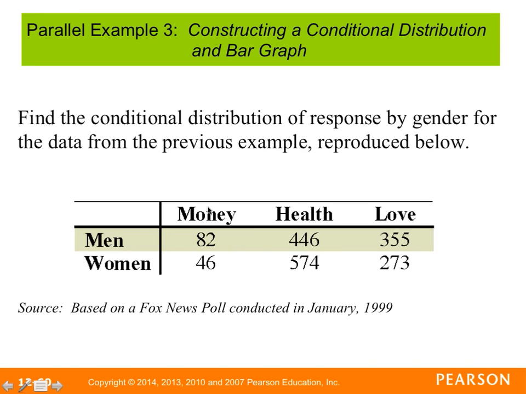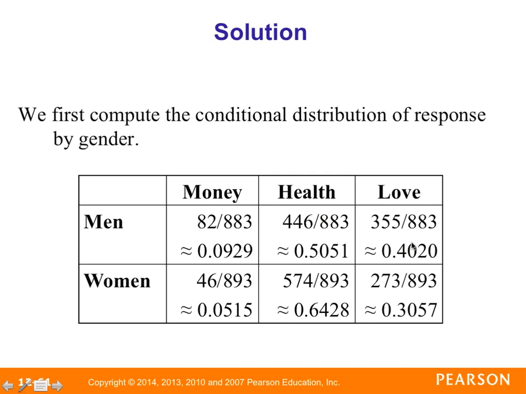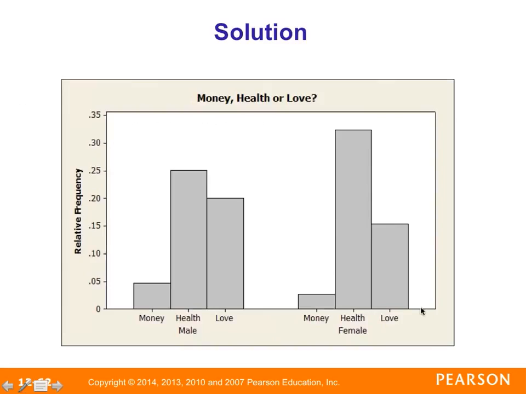So if you look at the values for men, we have 82, 446, 355. So we just calculate the proportion that's in each of those. So we end up with 0.09, so about 10% of men answered with money. About 51% answered with health, and about 40% answered with love. We do the same thing for women. About 5% of women answered money, 64% answered health, and 31% answered love.